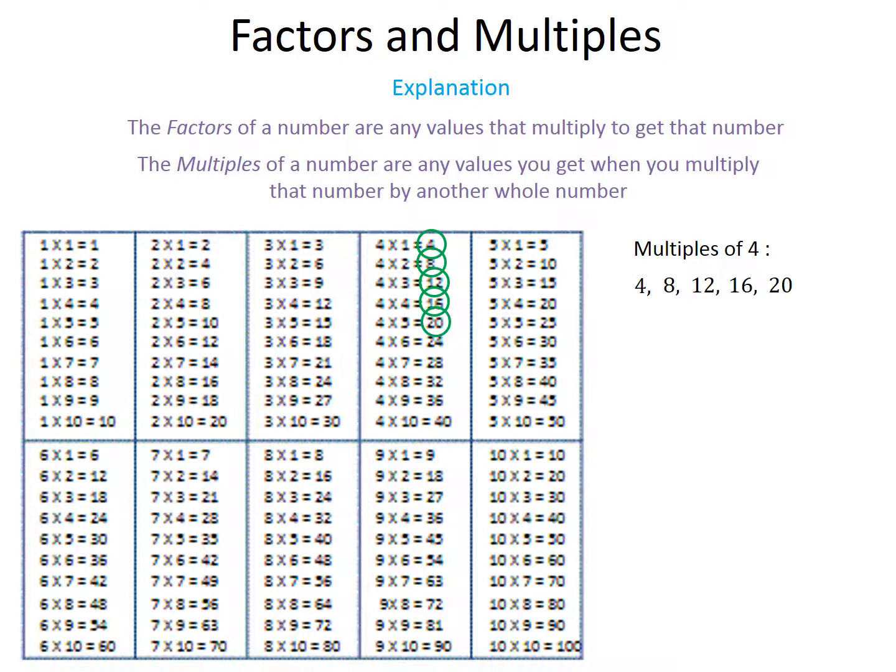There's only a certain number of factors, but multiples go on for as long as you want. Because 4 times a million is 4 million, and there's lots of numbers higher than a million to multiply by. So usually the question will tell you to only find the first 5 or 6 or anything along those lines. But anyway, so that's multiples. Much easier than factors.